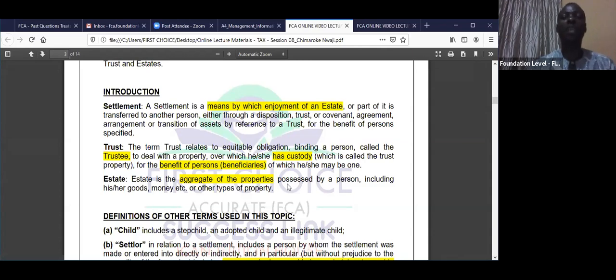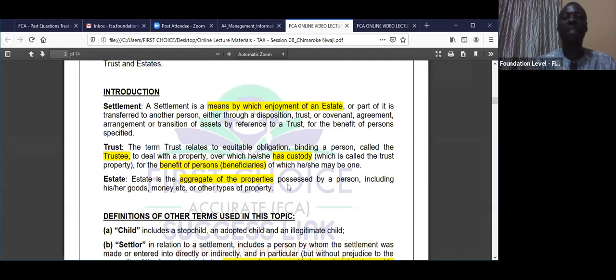Now, what is a settlement? A settlement is a means by which enjoyment of an estate is transferred to another person. It's actually called estate. The enjoyment of an estate from one person to another through a disposition, trust, covenant, agreement, arrangement. Well, all these things here, you'll be seeing a lot of legal terms. So any arrangement whereby somebody's estate is transferred to another person is called a settlement.